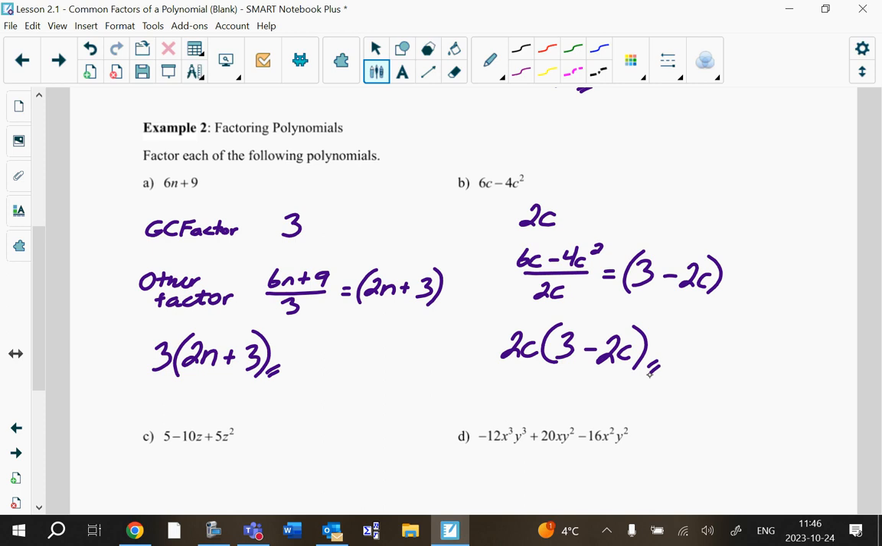Here's the beautiful thing about factoring. How can you check to see if your answer worked? How can you check to see if you did it right? Yeah, just multiply it out, see if you get back here. If you do, you've done it. You must have done it correctly. Okay.